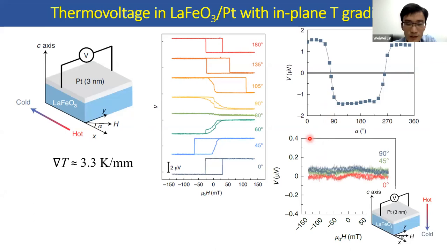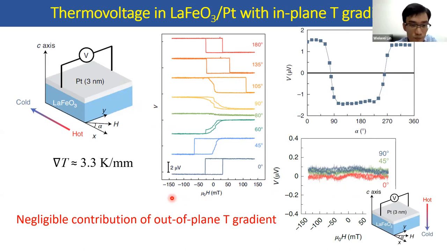So keep in mind, in this sample there is no detectable voltage with the out-of-plane temperature gradient. Just now I already showed. So this means the negligible contribution of the out-of-plane temperature gradient when we apply an in-plane temperature gradient for this measurement. Experimentally, it's hard to completely get rid of the out-of-plane temperature gradient when we apply an in-plane temperature gradient. But in this sample, the contribution of the out-of-plane temperature gradient to the thermal voltage is negligible. So this is completely different from the longitudinal spin Seebeck effect, because this magnetic thermal voltage has been measured with the in-plane temperature gradient.